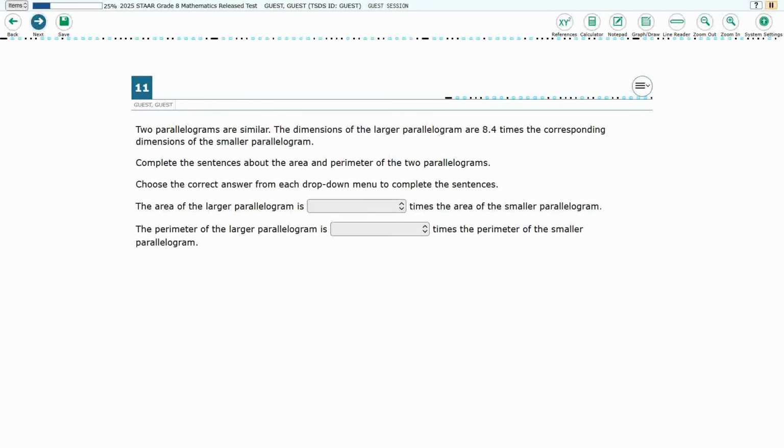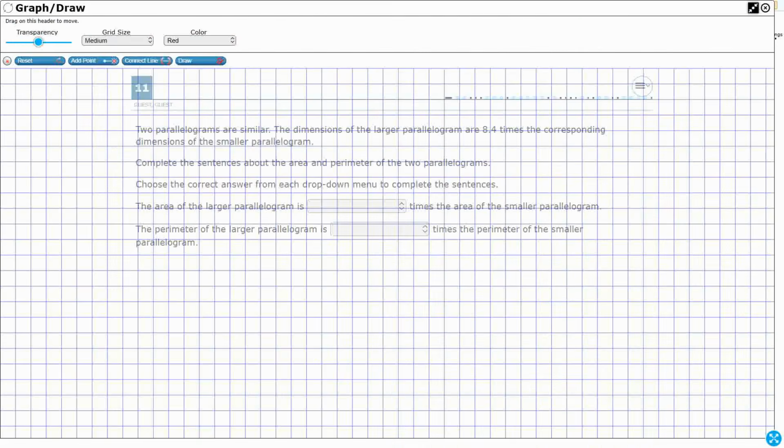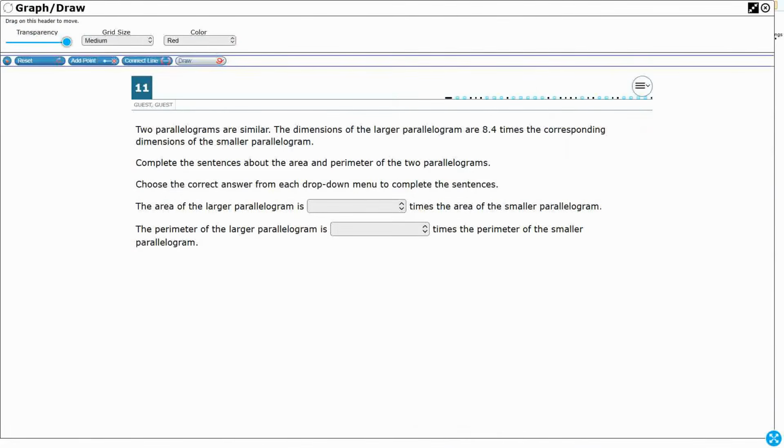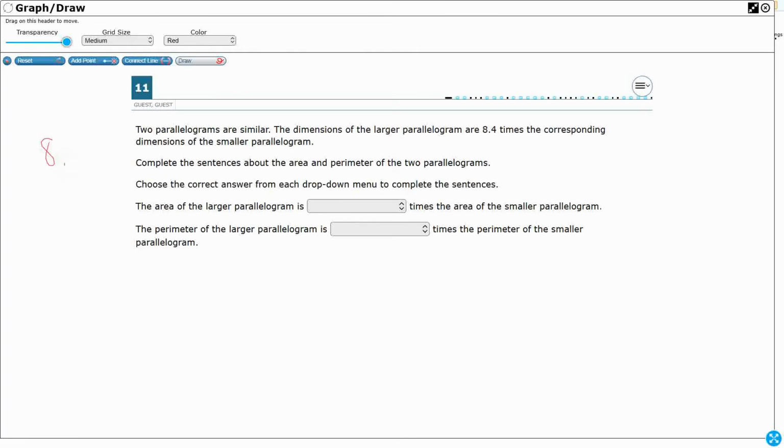Number 11, we are looking at dilations and measurements. This is 8.10D, and as you can tell, this is going to be a multi-point problem. We have inline choice that we need to pull into both of these statements to make them true. All right, so we have two parallelograms that are similar. The dimensions of the larger parallelogram are 8.4 times the corresponding dimensions of the smaller parallelogram. Okay, so we're looking at the change in the area and the change in perimeter.